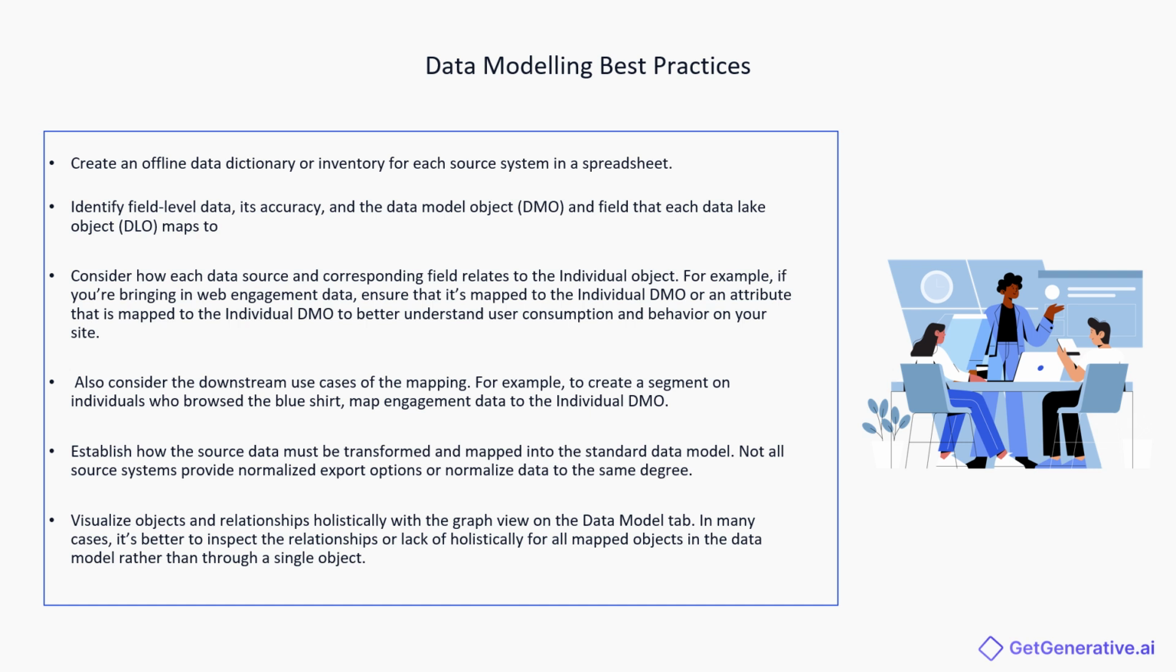Visualize objects and relationships holistically within the graph view on the data model tab. In many cases, it's better to inspect the relationships, or lack of them, by holistically mapping all the objects. When we perform our hands-on exercise, I'm going to show you how you can view a graphical format of these relationships. That can help a lot in understanding which object is related to which data model within Salesforce Data Cloud. So you have ways of representing the relationships within Data Cloud as well. We're going to do that once we go to the hands-on phase.